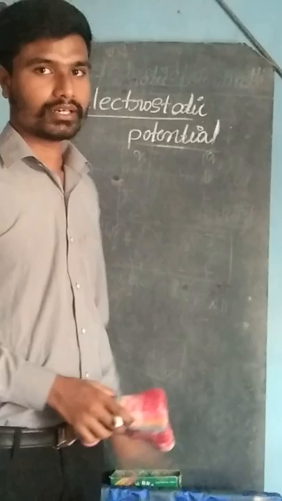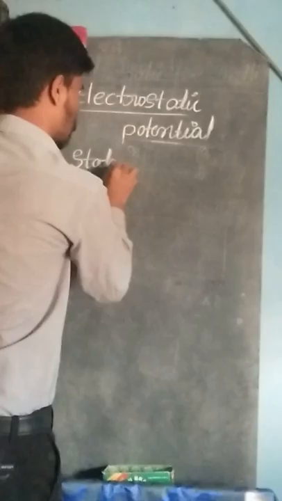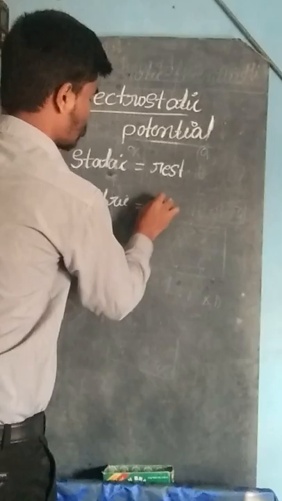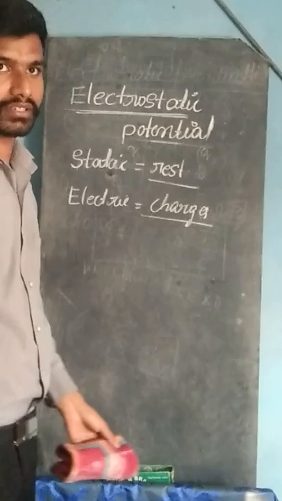The static means rest, and electric means charges. The charge is at rest, that is called electrostatic. Okay, the charge is at rest position, at a particular point or any point, so it is at rest position. That is called electrostatic.